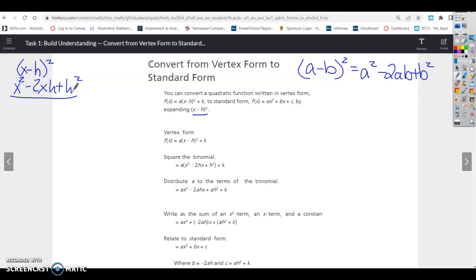All right, so it says vertex form. We're just starting here. We've got a times x minus h squared plus k. And then if you expand this, you get this right here. And that's what I did right here, okay?